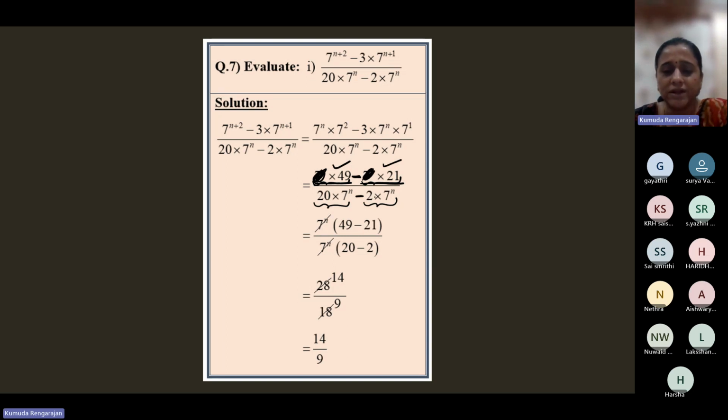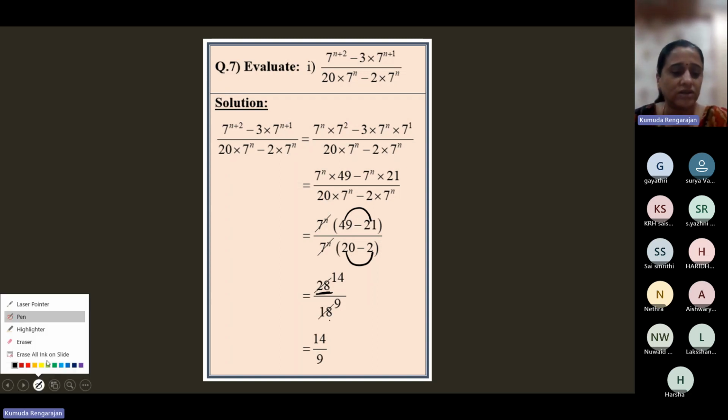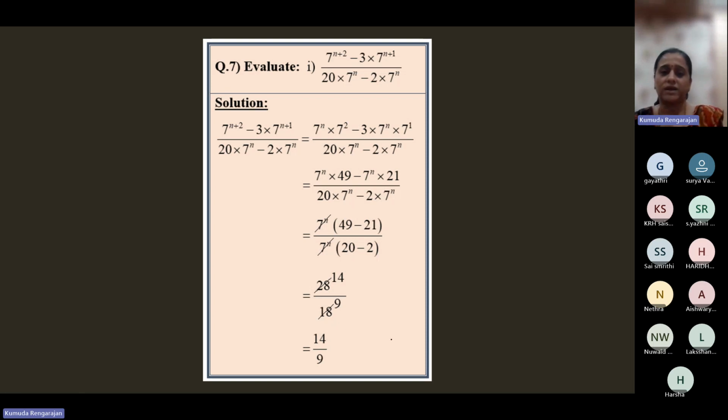In the same way, in the denominator, these two parts have 7 to the power n common. Write it out. So in the bracket, you would have 20 minus 2. Now 7 to the power n in the numerator and denominator gets cancelled. When you simplify the brackets, 49 minus 21 is 28, 20 minus 2 is 18. Cancel using the tables of 2, you get 14 by 9. So the value of this expression is 14 by 9.